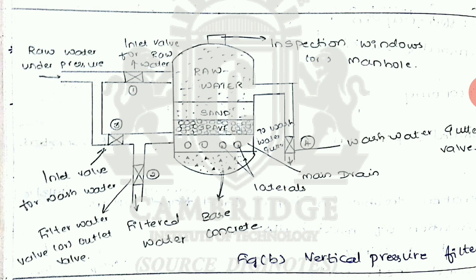And here also the laterals are provided to flow the water easily downward, and that will move towards the outlet. The capacity will be the same for the vertical type of pressure filter and the horizontal pressure filter.